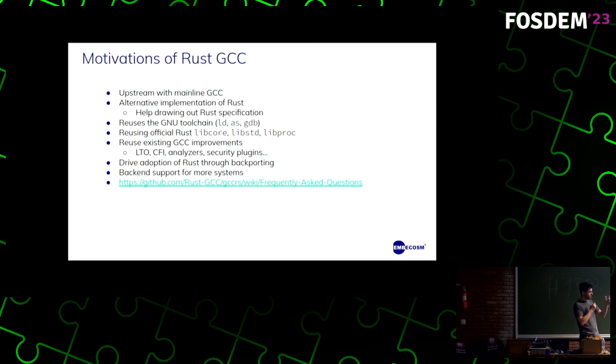And that means a lot and a lot and a lot of plugins: security plugins, stuff like the static analyzers. You might have heard about LTO, which is not really a plugin, but we can make use of it, CFI, security plugins, and so on. We also hope that because we're writing it in C++, we can backport it to previous versions of GCC. And hopefully, that will help some systems get Rust.